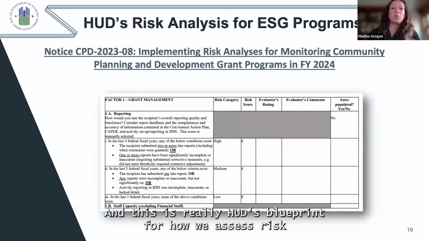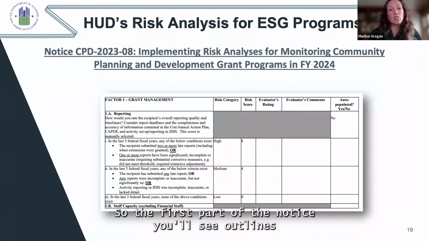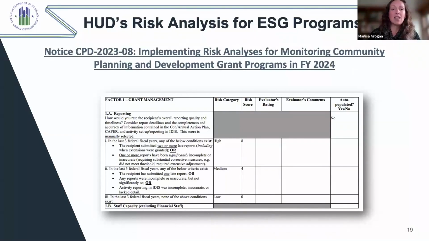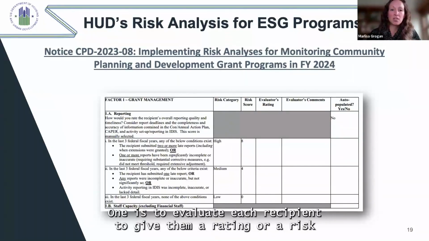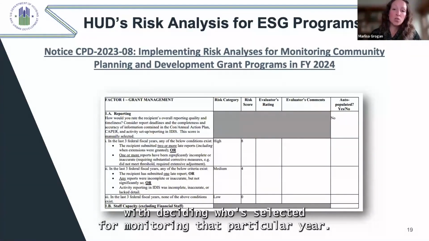And this is really HUD's blueprint for how we assess risk and come up with our monitoring strategy. So the first part of the notice you'll see outlines HUD's methodology, how we put the methodology into practice. And there are two key steps here. One is to evaluate each recipient to give them a rating or a risk analysis score. And then second, ranking each recipient to assist with deciding who's selected for monitoring that particular year.